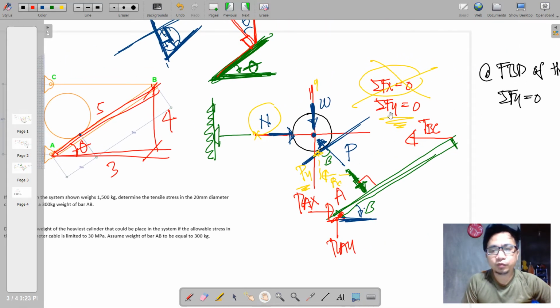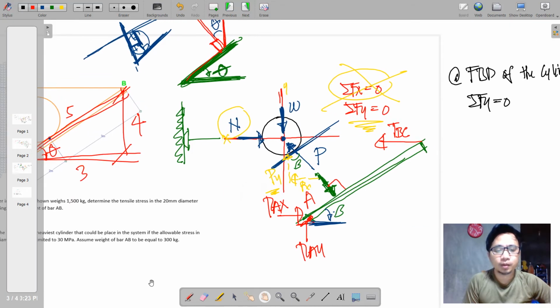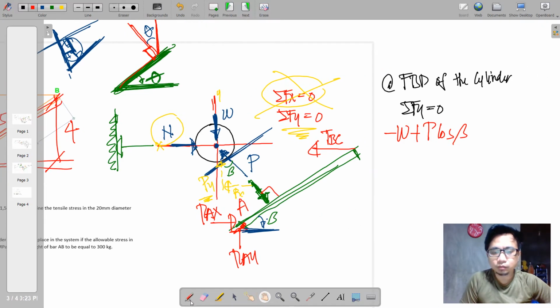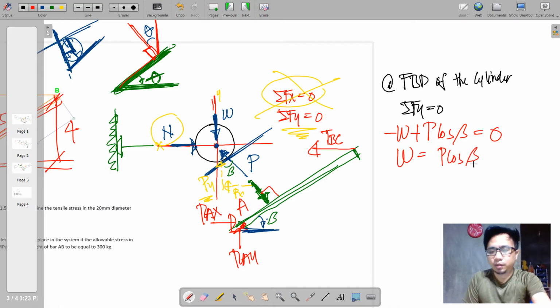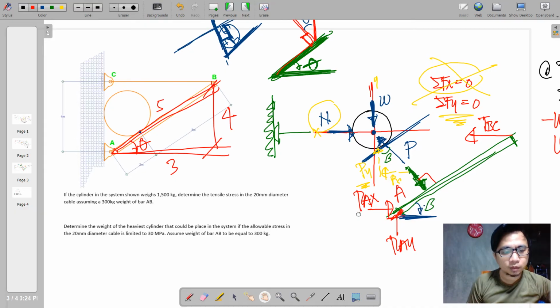Now, if we are going to perform summation of forces in y, we can say that negative W plus P cosine of beta is equal to 0. Therefore, W is simply equal to P cosine of beta. And then out of that one, we know that W here is how much?